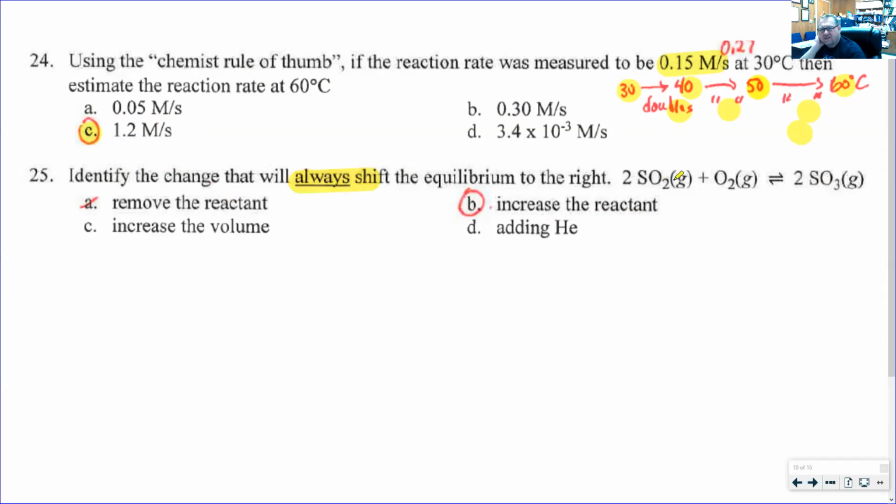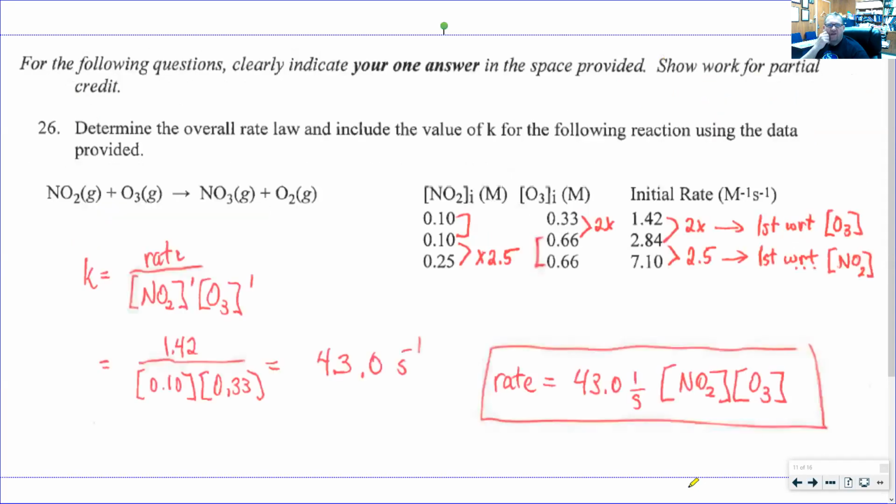Okay, so 25 says identify the change that always would shift the equilibrium to the right. So I've got a system where everything's in the gaseous state, and I want to know what would cause it to shift to the right. Well, if I remove a reactant, that's going to cause it to shift to the left, so it's not choice A. If I increase the volume, it's going to shift to the left because it wants to go to the side with the most moles of gas. If I add an inert gas, it's not going to do anything. But if I add a reactant to the system, that's going to cause it to shift in the forward direction, and that's what we would want it to do in this case.